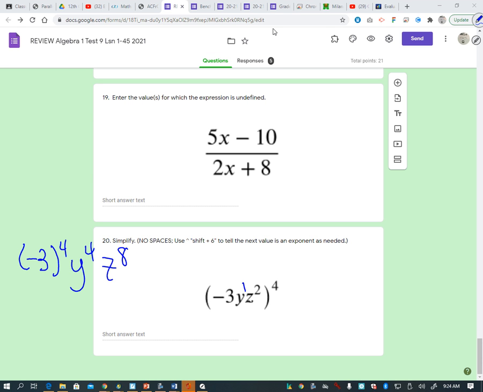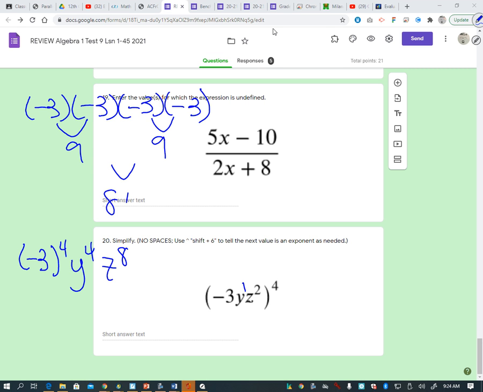Okay, so let's talk about negative 3 to the fourth. That's negative 3 times negative 3 times negative 3 times negative 3. Because it says simplify, right? What's negative 3 times negative 3? 9. What's negative 3 times negative 3? What's 9 times 9? 81. So should my final answer be 81, y to the fourth, z to the eighth?